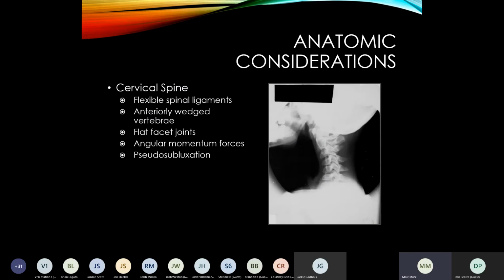Their cervical spine is flexible. Their ligaments aren't as well developed. They have anteriorly wedge-shaped vertebrae. Once again, that goes back to airway control issues and maintaining a neutral position. Flat facets. Angular momentum forces can create a pseudosubluxation, and this may even be difficult to pick up during imaging. You notice these things by their signs and symptoms.